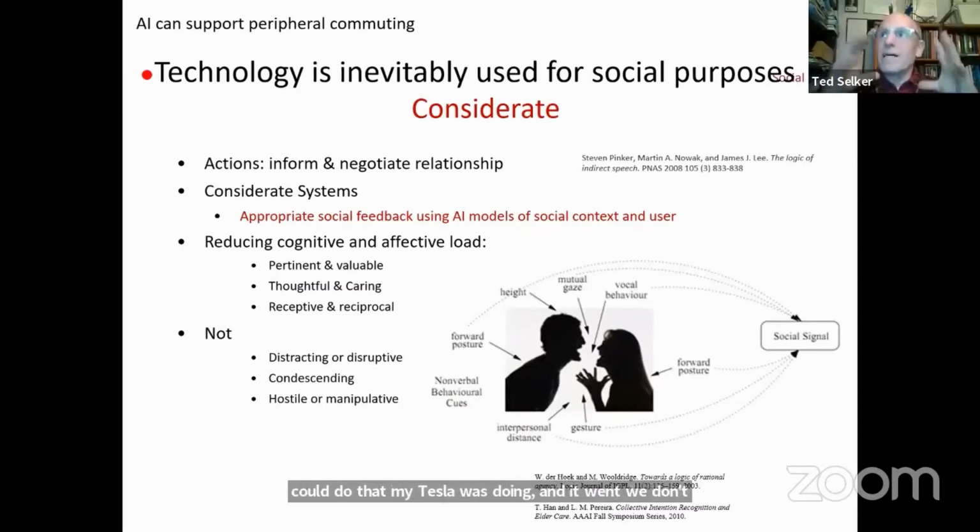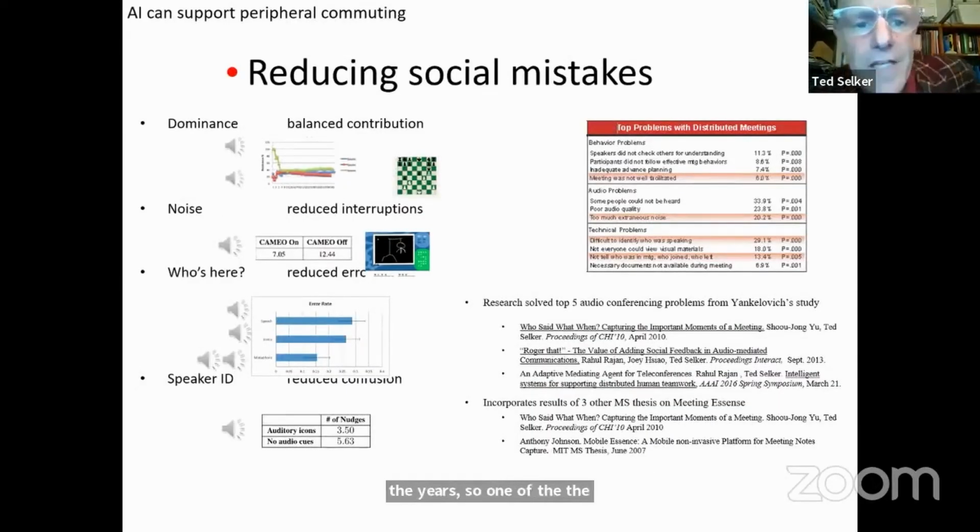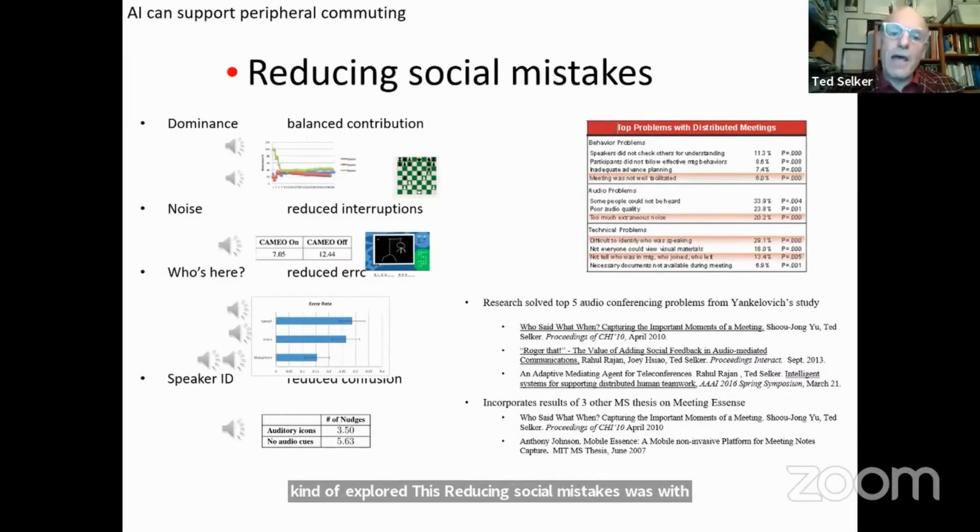An awful lot of web pages just put a blap up in front of you while you're trying to load a web page these days, and it's not new. There've been lots of hostile and manipulative things that computers have done over the years. So one of the ways we explored reducing social mistakes was with some experiments about collaboration. So now we're thinking about using AI to help human communication, not just human-computer communication.